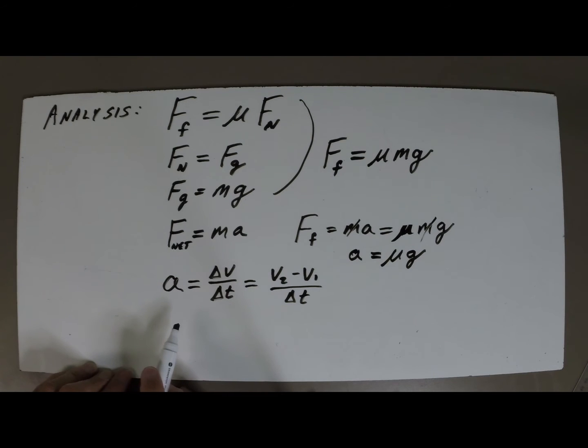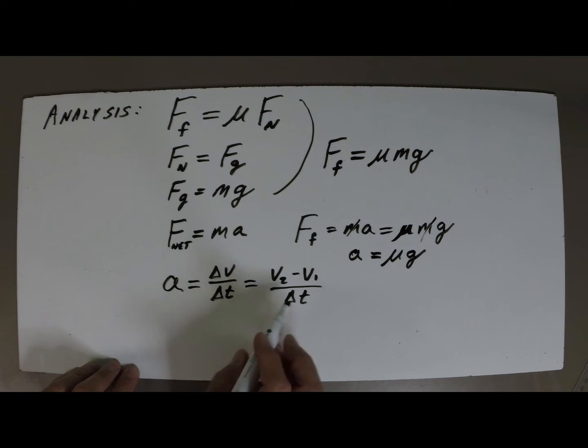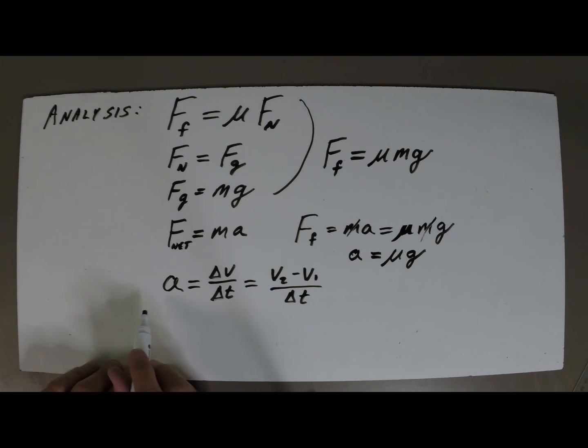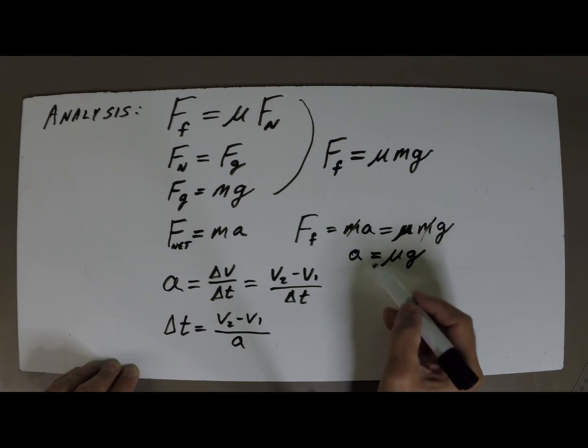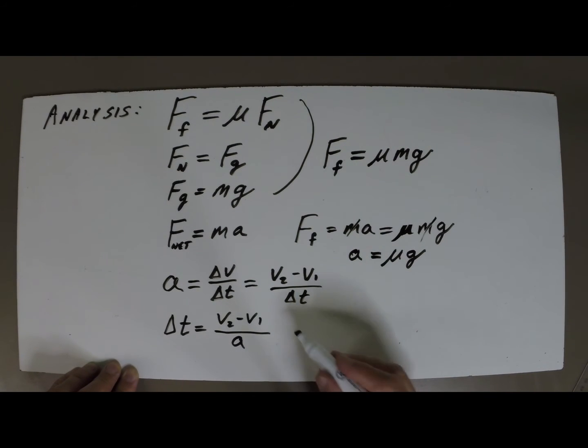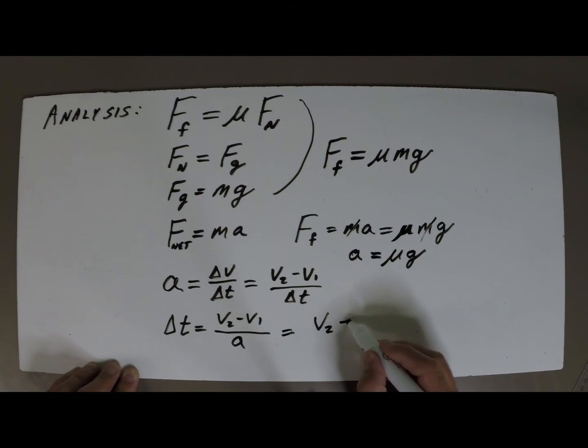Finally, we need to solve for the delta t because that's what's required in our problem. So we're going to have to rearrange this equation and say multiply the a times delta t, divide both sides by the a, and we'll get delta t is equal to v2 minus v1 over a. And we can now substitute a equals mu g. So we get our final formula. Delta t is equal to v2 minus v1 over mu g.